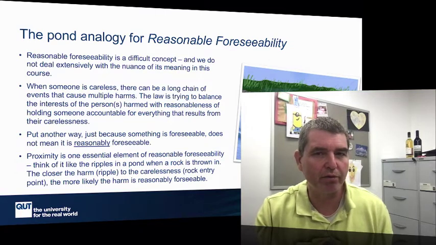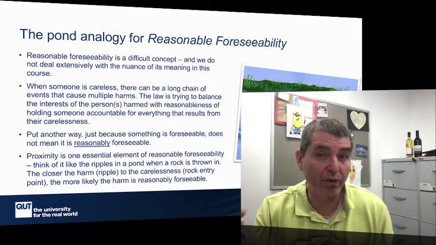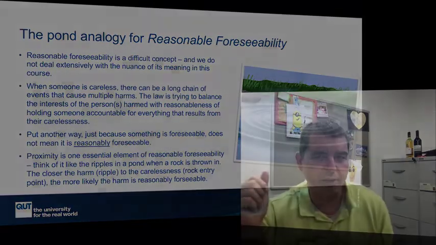Where do we cut it off? So what can help us think about this particular problem? Let's have a look at this slide.